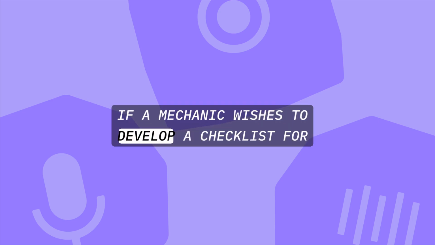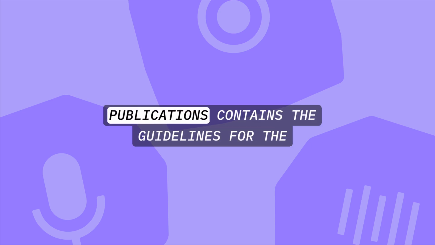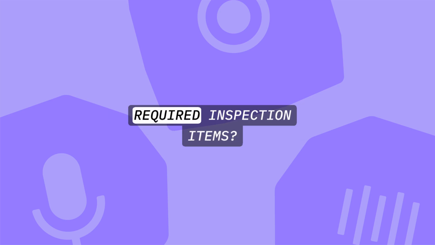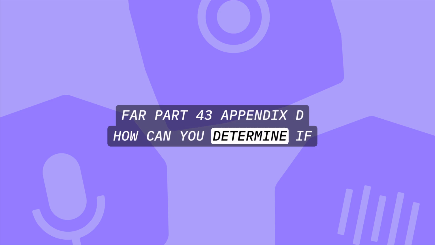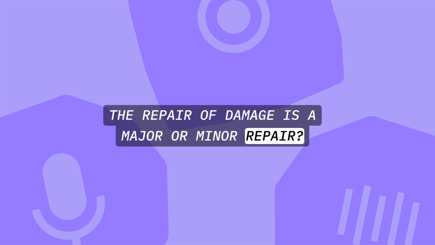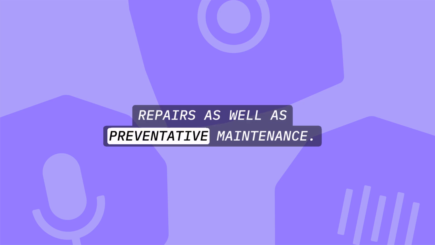If a mechanic wishes to develop a checklist for an annual inspection or 100-hour inspection, what publications contain the guidelines for the required inspection items? FAR Part 43, Appendix D. How can you determine if the repair of damage is a major or minor repair? FAR Part 43, Appendix A defines major and minor repairs as well as preventative maintenance.